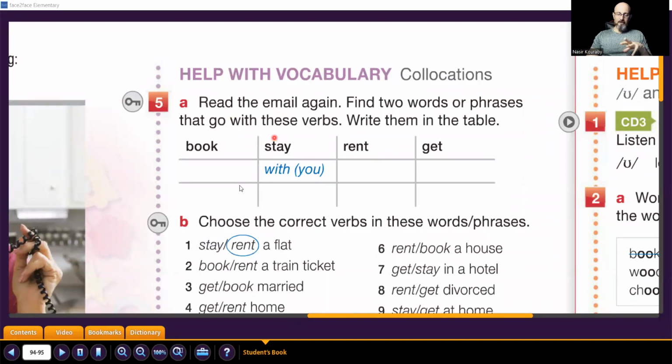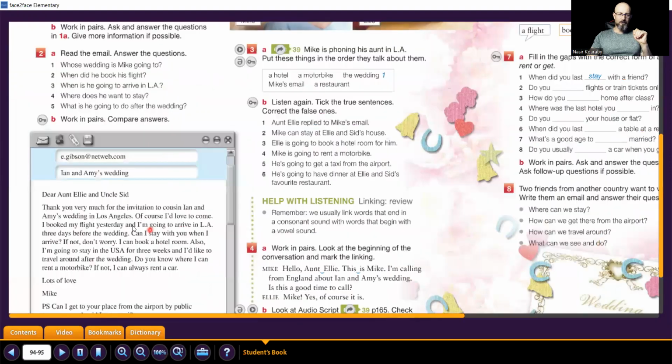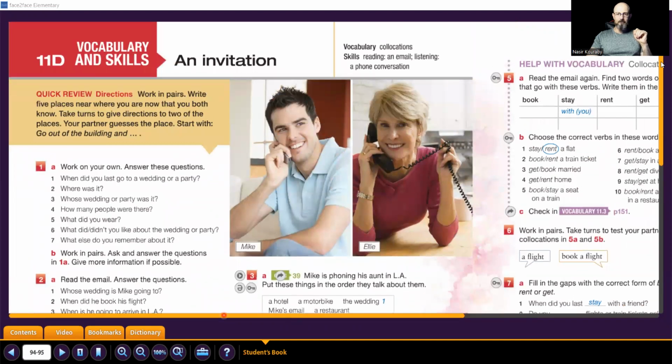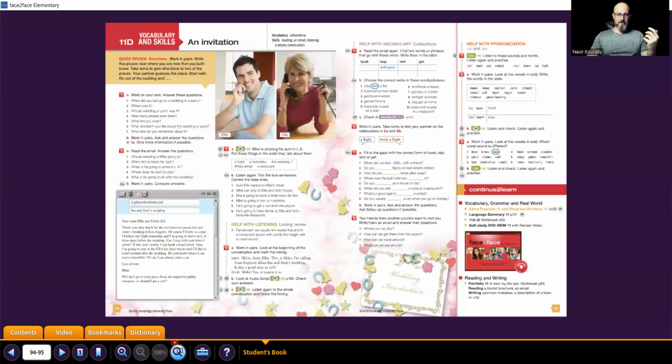Read the email again. Which email? Here we have this email that was in exercise number 2. And what we will do, we have here some words. Find 2 words or phrases that go with these verbs. Write them in the table. For example, here we have stay. What comes after stay? Let's look at the email.